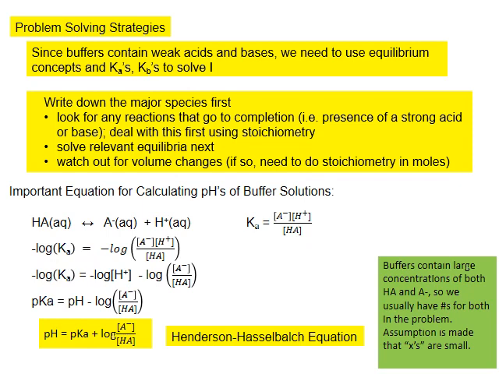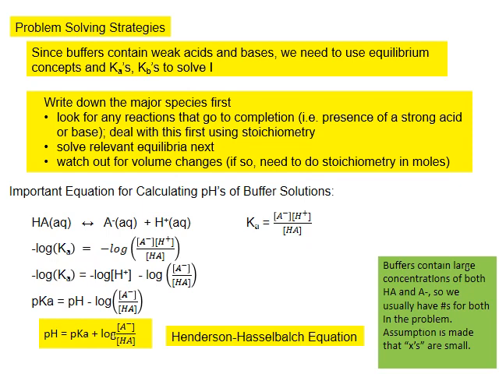Why didn't we use this equation for determining the pH of a weak acid solution? Because if you're starting with just a solution of HA, for example, you won't know what to plug in for the concentration of A-. This is something that we had to find using an ice table.